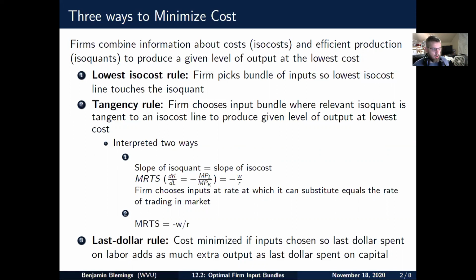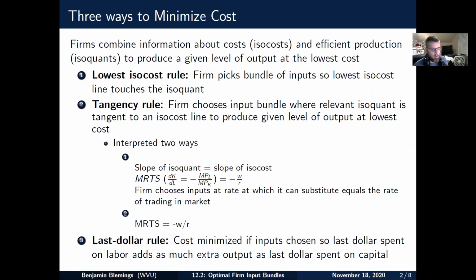And there's a couple ways to interpret it. We know that the slope of the isoquant is the marginal rate of technical substitution, so this negative marginal product of labor over marginal product of capital. And we know the slope of the isocost is just the ratio of the prices of the input factors. So wages over the cost of capital. So the cost of labor over the cost of capital. It's negative, obviously, because the isocost curve slopes downwards.